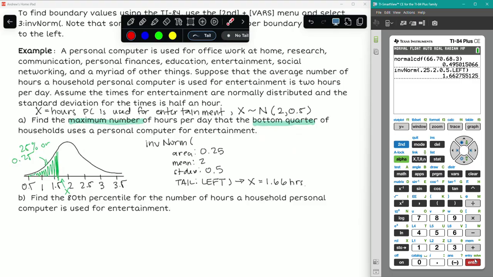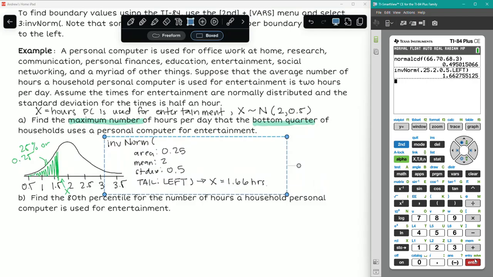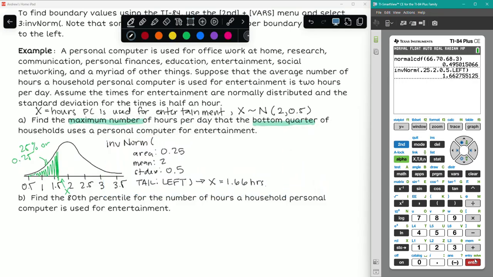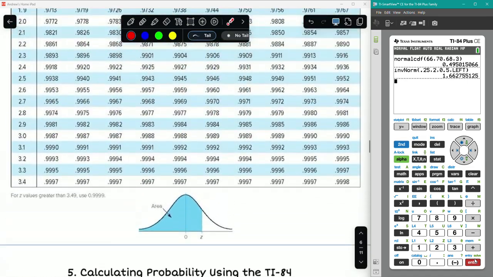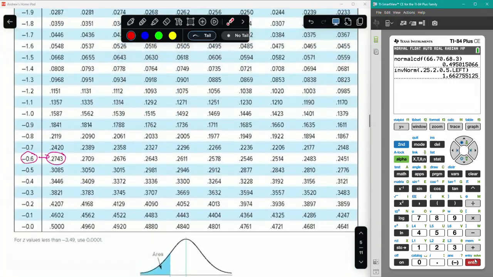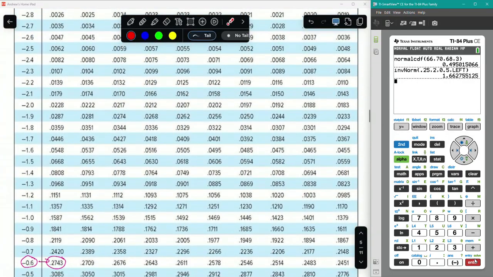If I wanted to do this with the data table instead, let me scoot this over and I'll show you the data table method. So for the data table, the first thing I need to do is go to the data table and look for that area in the left table in the middle of the table. So 0.25. I scroll back up to this table. I know it's on the left half, values less than 50%. I'm looking for 0.25.